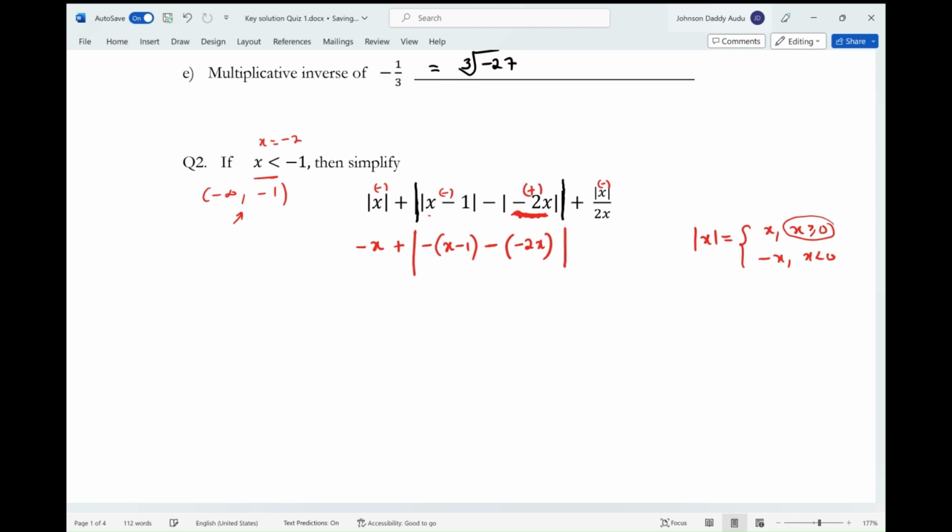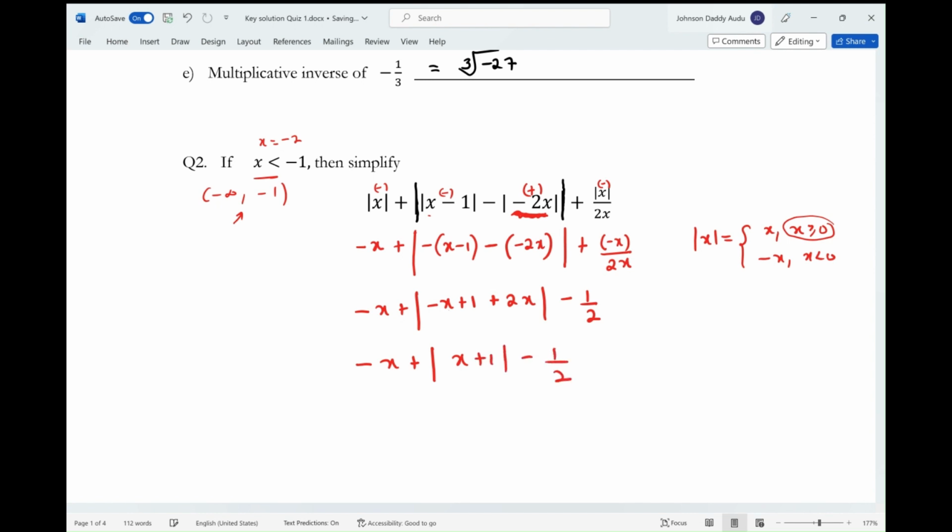Then we close the absolute value. Then this is plus. Here, since this is minus, it's just going to become minus x over what? 2x. So this is minus x plus, here will be minus x plus 1. Then this minus and this minus becomes plus 2x. Then this is x divided by 2x. It's just going to be minus half, because x will cancel half. Plus minus becomes minus. And this is minus x plus, here will be minus x plus 2x will be x. So you have x plus 1 minus half.